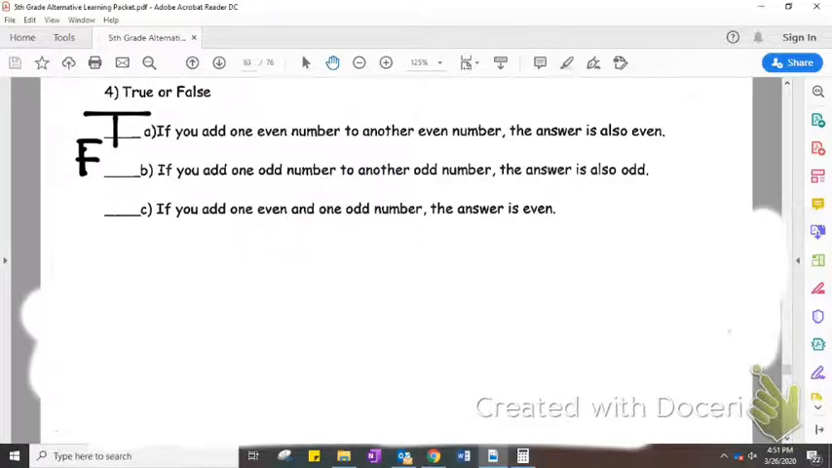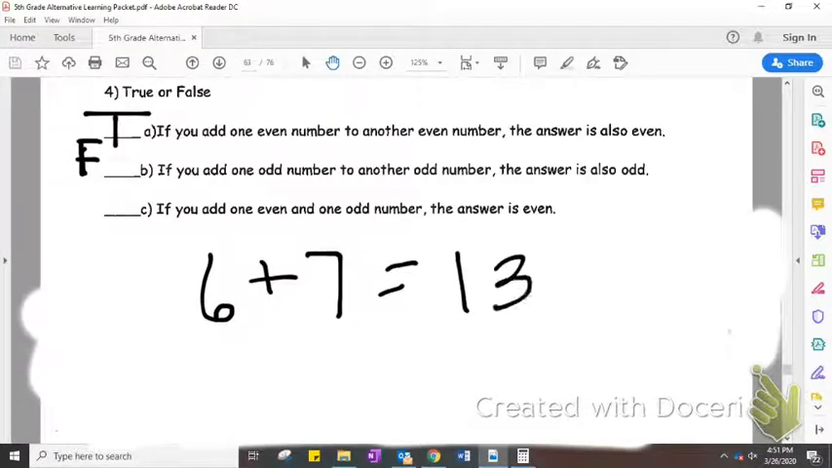Let's look at C. If you add an even to an odd number, the answer will be even. So again, think about an example. 6 plus 7, that's 13. 6 is even, 7 is odd. 13, that's not divisible by 2. It's an odd number. That means that an even number plus an odd number makes another odd number. So our example proves that to be false.